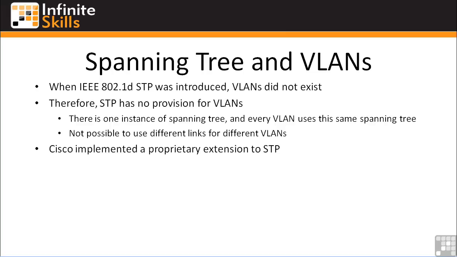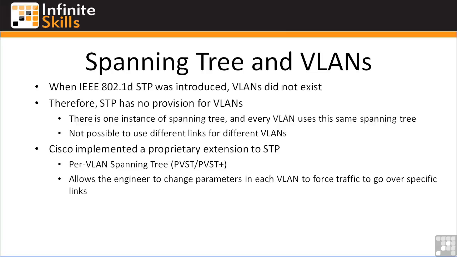In response to that, Cisco implemented a proprietary extension to the spanning tree protocol, and if you've gone through the labs, you probably have figured out what it's called. It's called PVST, or Per VLAN Spanning Tree. Some Cisco documentation refers to it as PVST Plus, but it's the same thing that we've been playing with in the lab.